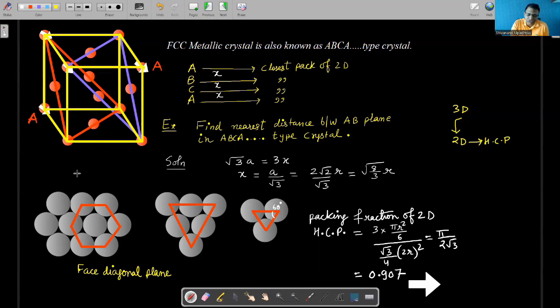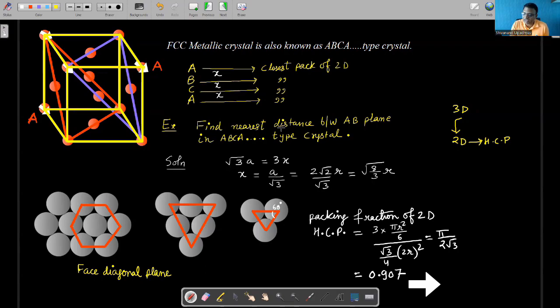From here also one layer is there, like this layer, and here also this layer is there. So that's why it is known as ABCA, ABCA. This is the body diagonal from A to A, so the distance is root 3 a. This root 3 a, because there are four layers, so between them the distance is x, x, and x. So we can say that 3 times x is equal to root 3 a.